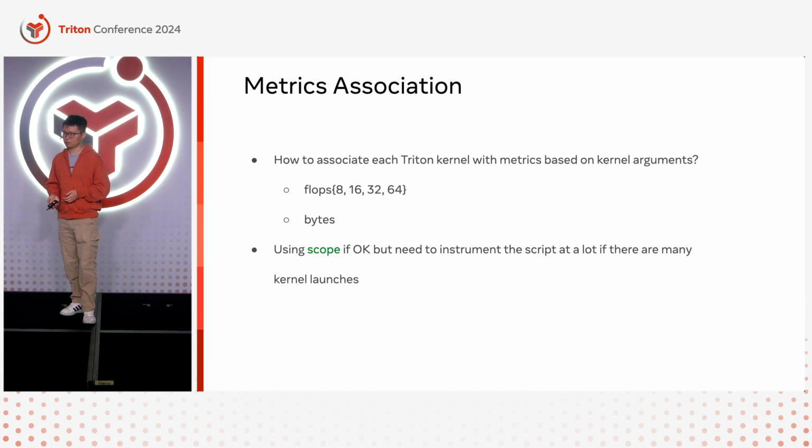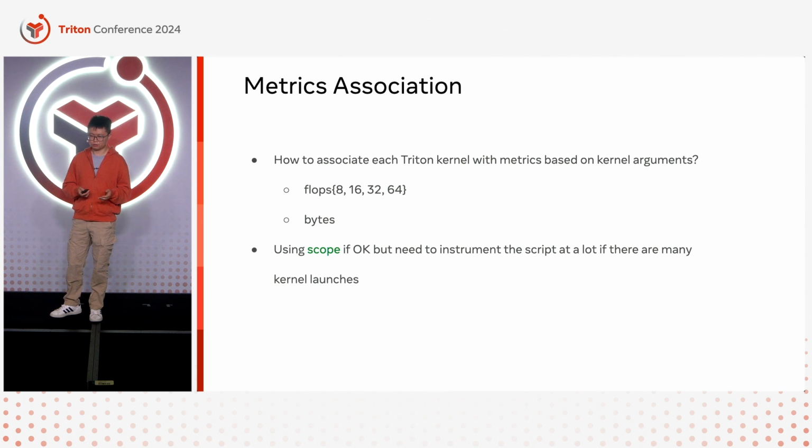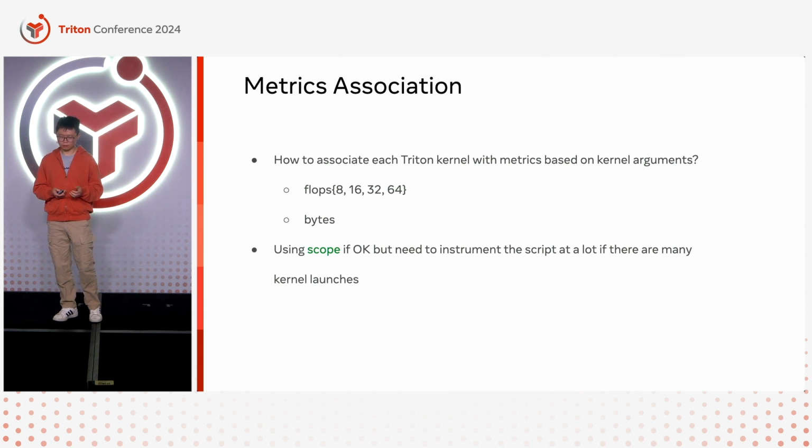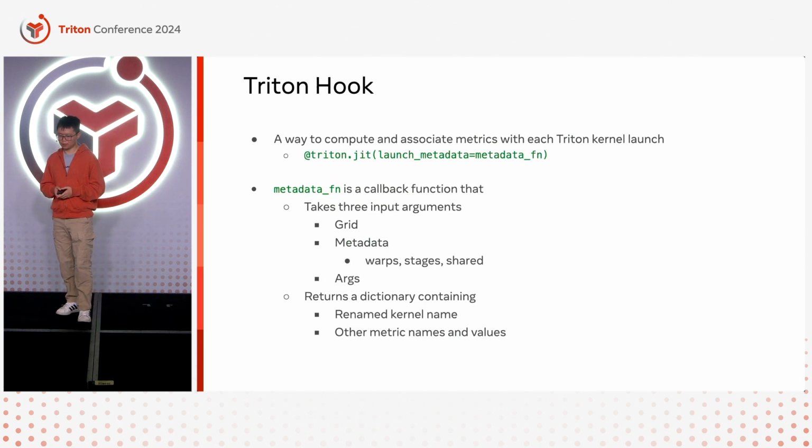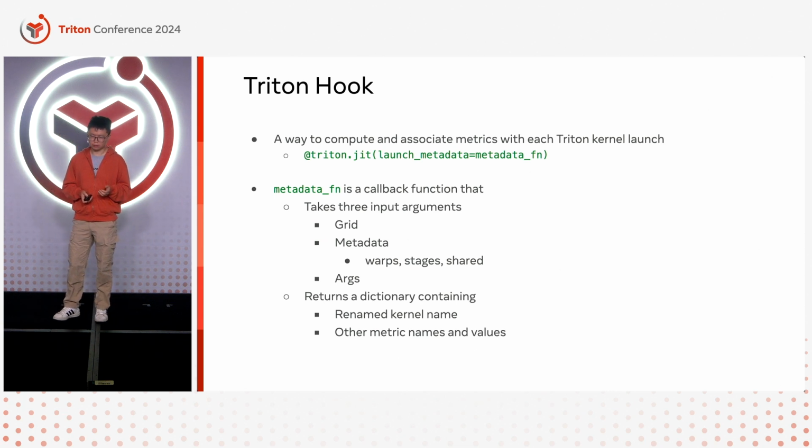More than that, there are other things we want to do with each specialized Triton kernel. We probably want to associate each Triton kernel with metrics based on kernel arguments. We want to calculate the expected number of flops and the expected number of bytes invoked for each Triton kernel invocation. We can achieve this by using scope. However, it requires instrumenting our script a lot if there are a lot of kernel launches. Instead, we offer a simple utility for you to achieve these functionalities, which is the Triton hook.